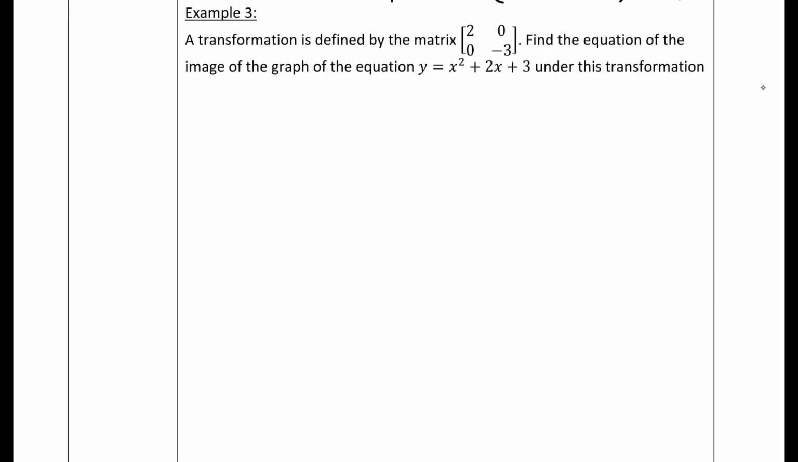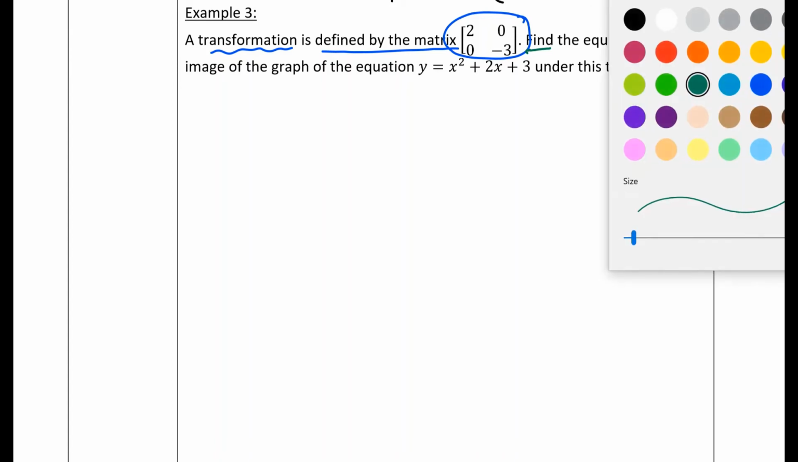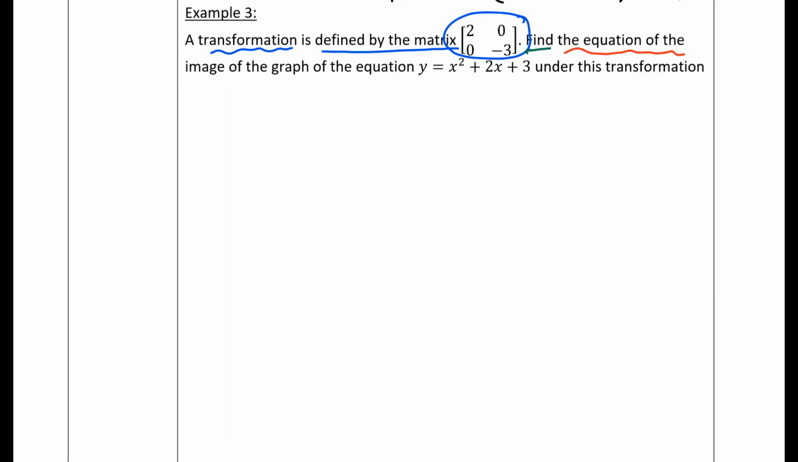In this example, we're told that a transformation is defined by the matrix here. So there's no translations, there's only a dilation. We're being asked to find the equation of the image. So we're finding the equation of the image. Now, it's the image of this graph. So this is not a very simple pre-image. So there's a little bit to this, I suppose, this problem.